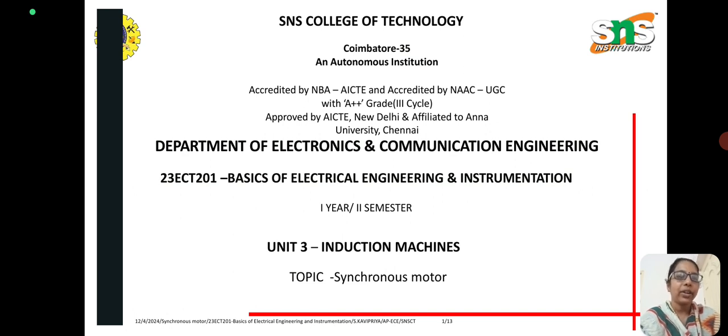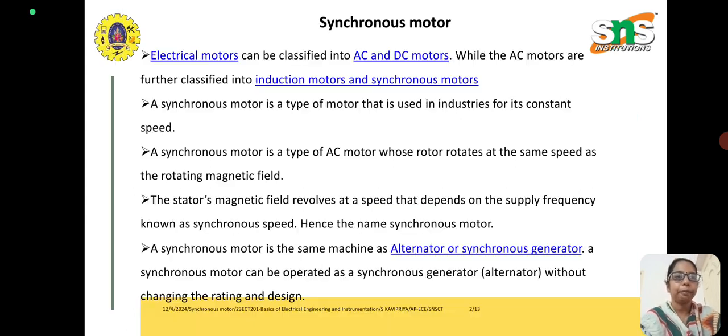Today I am going to deliver a topic called Synchronous Motor. Electric motors are basically classified into AC and DC motors. AC motors in turn are classified into induction motors and synchronous motors. A synchronous motor is a type of motor that is used in industry for its constant speed.